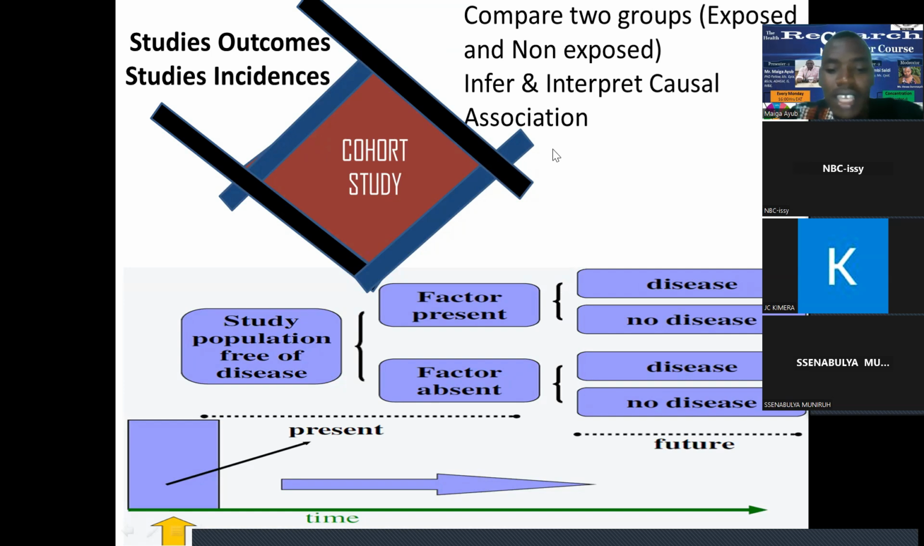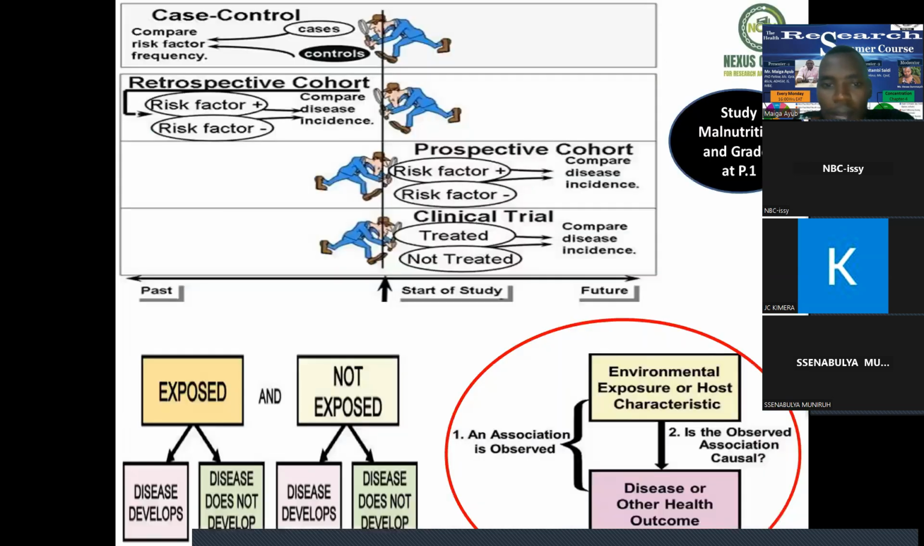And as the image is showing you down here, for cohort studies, you compare two groups, those that are exposed and those that aren't exposed, those that are smoking and those that are not smoking. You follow them forward in time to see whether they develop TB. That is a cohort study. So I have this image here.